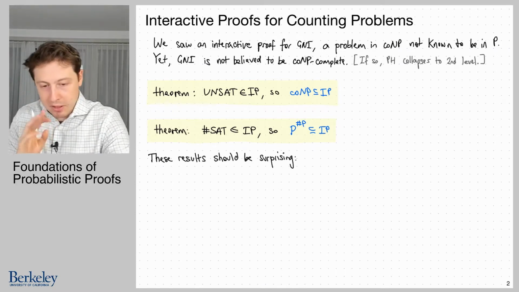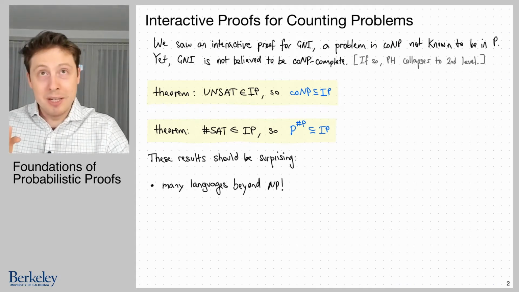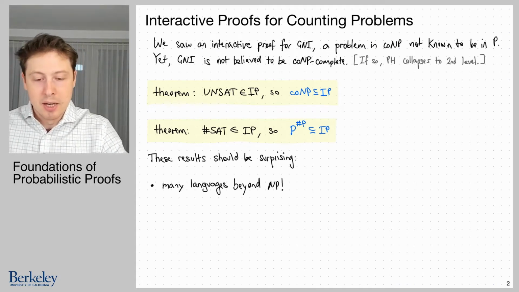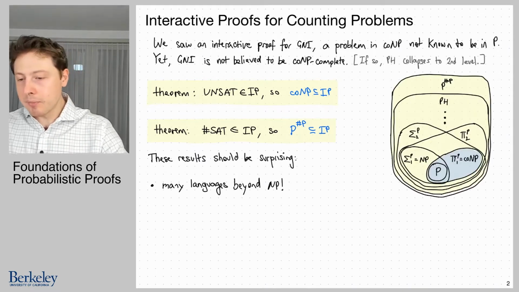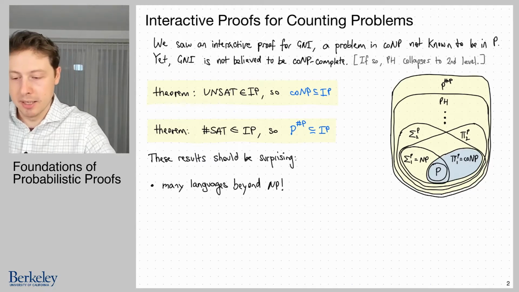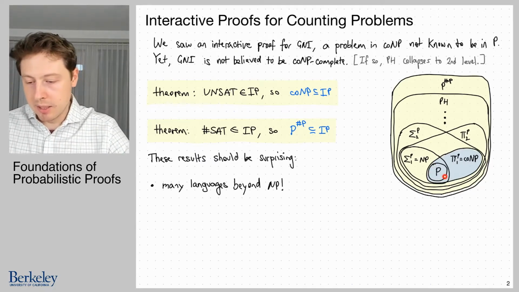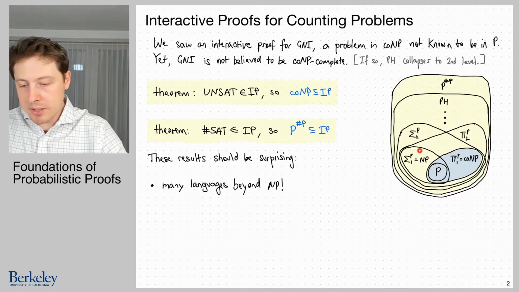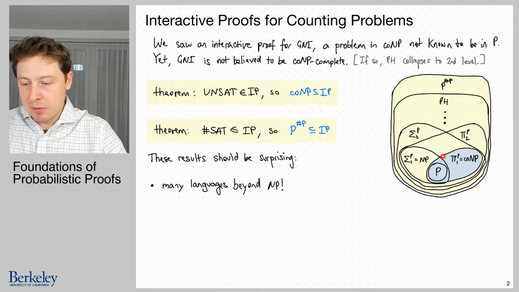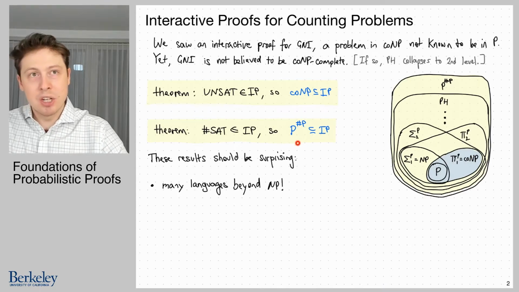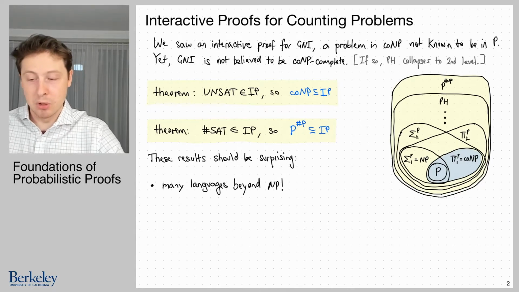And first I want to claim these two results should be surprising. First and foremost, depending upon your familiarity with complexity theory, these results cover many, many more languages beyond NP. So here's a diagram: here you have the usual complexity class P, here's the complexity class NP. Last time we saw GNI, which is believed to be somewhere here. The first theorem tells us that all of coNP has interactive proofs, but then the complexity class P to the #P is actually enormous. You should read up on it offline to appreciate how huge it is.